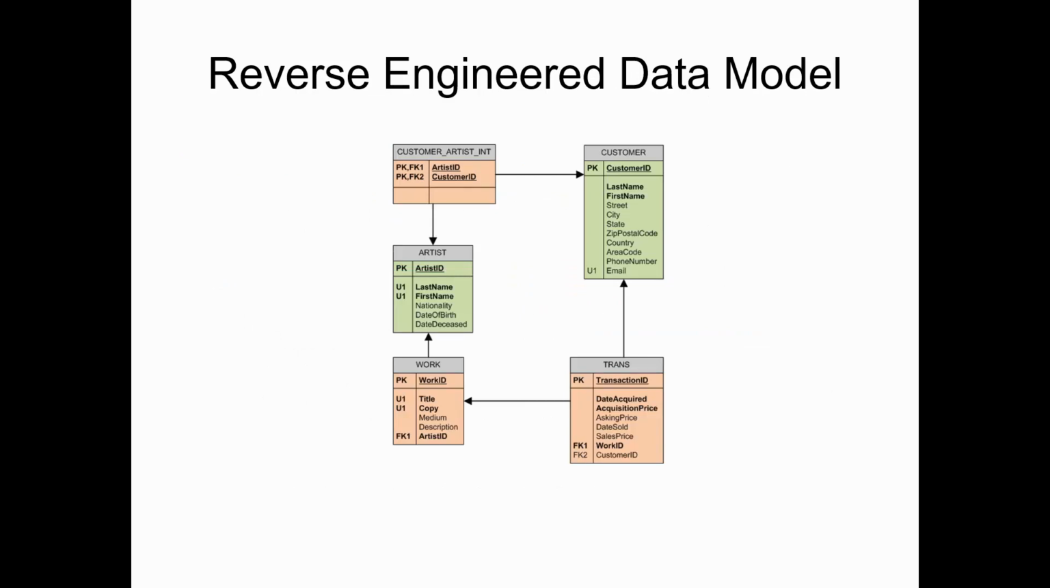This is a reverse engineered data model which shows the initial relationships between the entities, but without identifying maximum or minimum cardinality. We just put arrows here. We understand that we have customer, artist, work, transaction, and then we created an intersection between the customer and the artist. And that was just an initial thought. As you can see, the arrows don't have any information. It doesn't say if it is one to many, many to one, or many to many, or whether it's an optional or mandatory relationship.